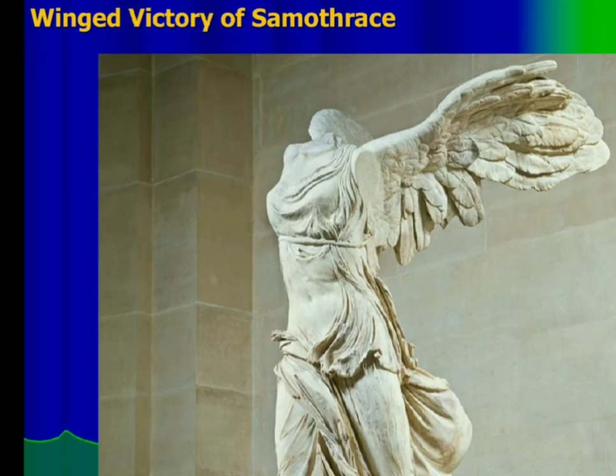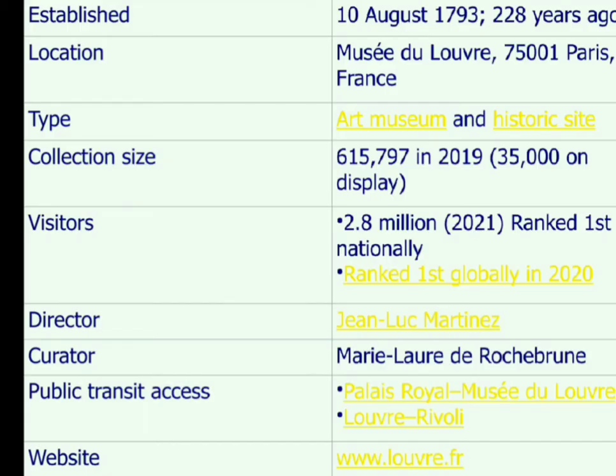The next attraction is the Winged Victory of Samothrace, and this is one of the most attractive collections of this museum. On the screen you can see all the information related to this museum, when it was established, its location, and its type: it is an art museum, historic sites, and so on.